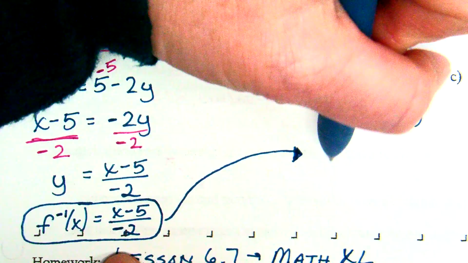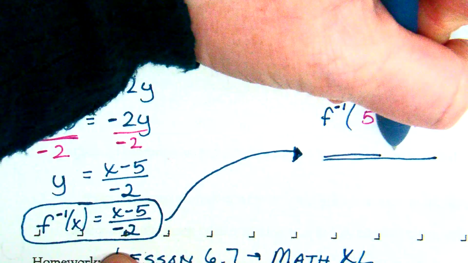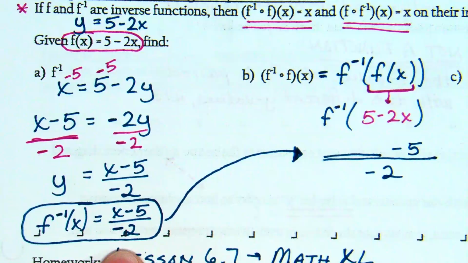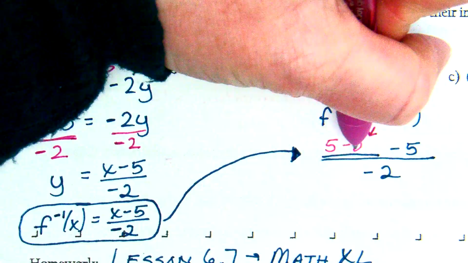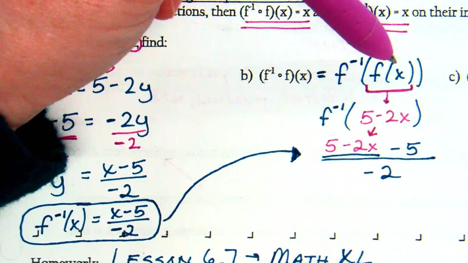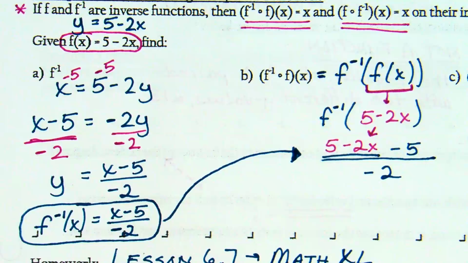Now do the cleanup. What is 5 minus 2x minus 5? 5 minus 5 is going to cancel, and I have negative 2x, still divided by negative 2. What's negative 2x divided by negative 2? X. What did we suggest this answer would be? X.